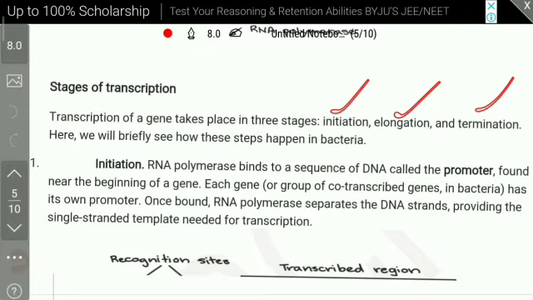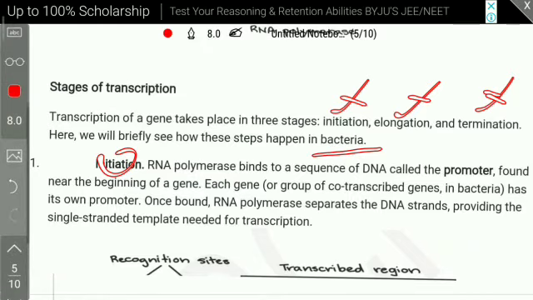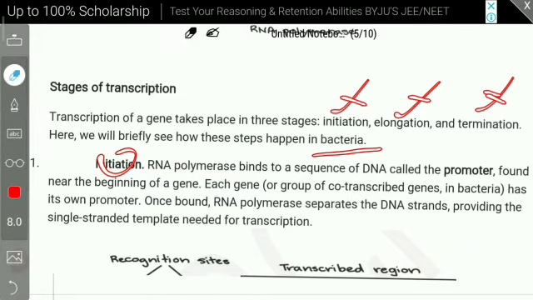The one is initiation. The other one is elongation. The third one is termination. So we see how transcription takes place by taking an example of a bacteria. Now the first one we are going to see is initiation.